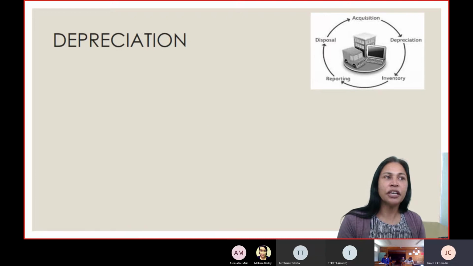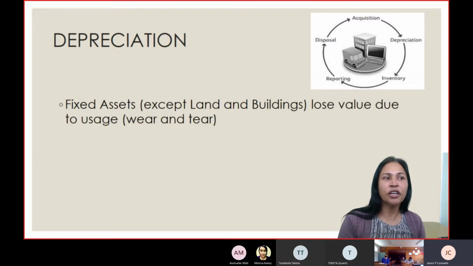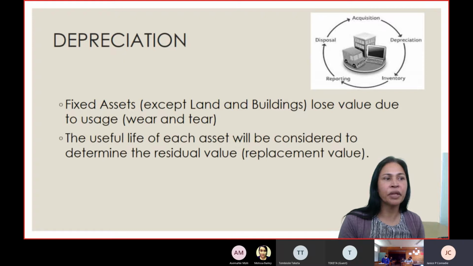What is depreciation? Here we need to take into account that we have used our fixed assets and it will lose some of its value due to wear and tear, with the exception of land and buildings, of course. The useful life of the asset is considered in order to determine for how much it can be sold. In other words, the replacement value.